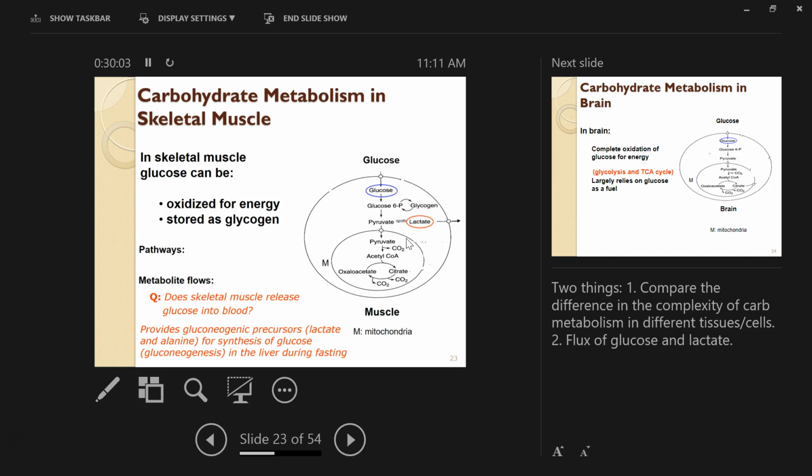So muscle does not directly release glucose molecules, but it also contributes to the blood glucose level in an indirect way, right? By releasing lactate and alanine to the circulation, which are then picked up by the liver to make glucose and release it, right? So in an indirect way it contributes to the blood glucose level. Does that make sense, right?